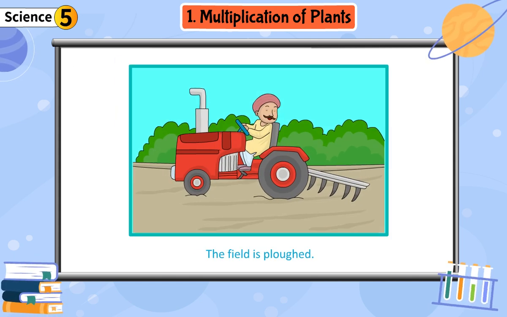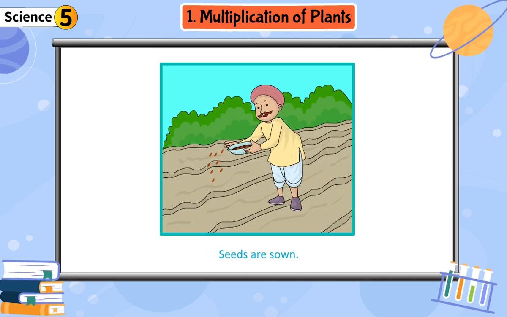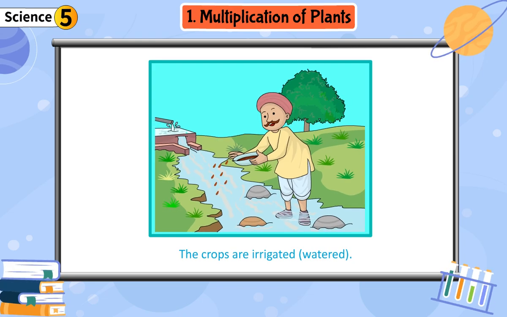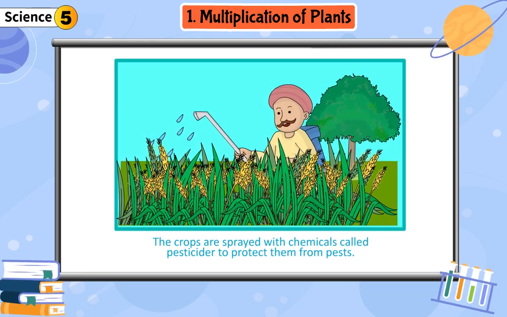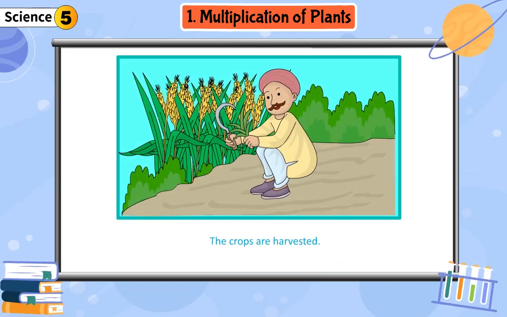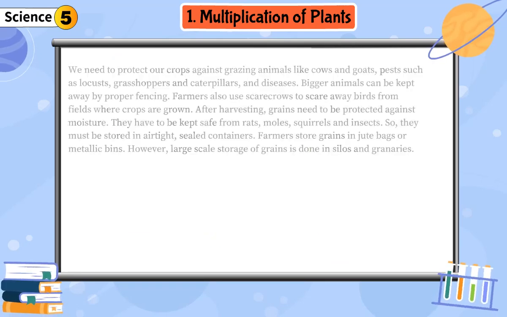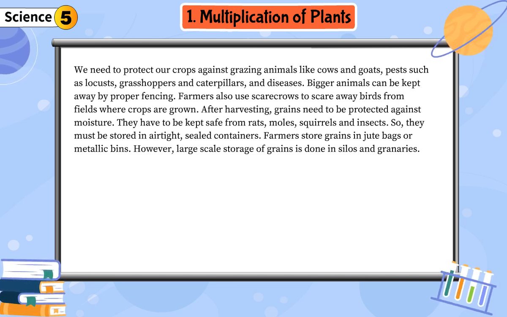The field is plowed. Manure or fertilizers are added to the soil. Seeds are sown. The crops are irrigated with water. The crops are sprayed with chemicals called pesticides to protect them from pests. The crops are harvested. We need to protect our crops against grazing animals like cows and goats, pests such as locusts, grasshoppers and caterpillars, and diseases.